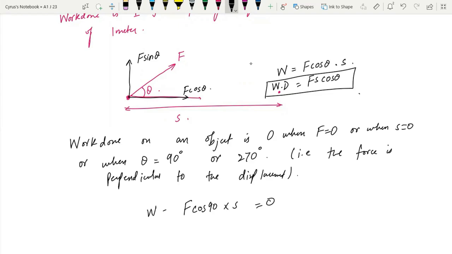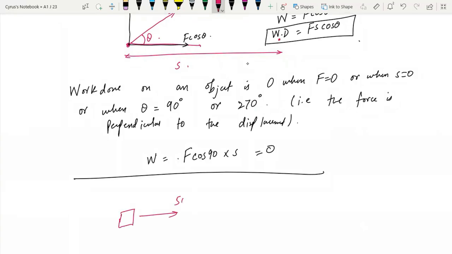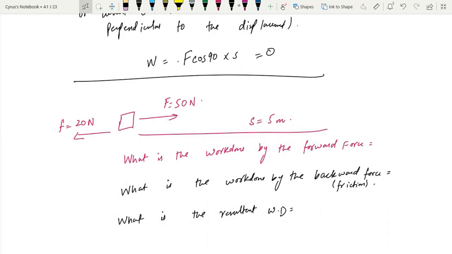Now, if you have an object like this, and the force is 50 Newton here. There's another force there, which is 20 Newton. This is the frictional force, for example. This is the forward force. And the object moves at a displacement of 5 meters. What is the work done by the forward force? What is the work done by the backward force? And what is the resultant work done?